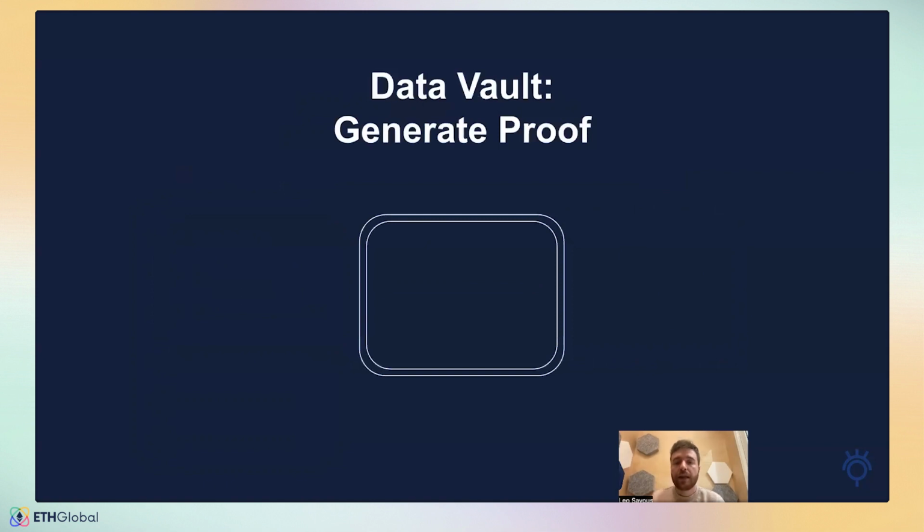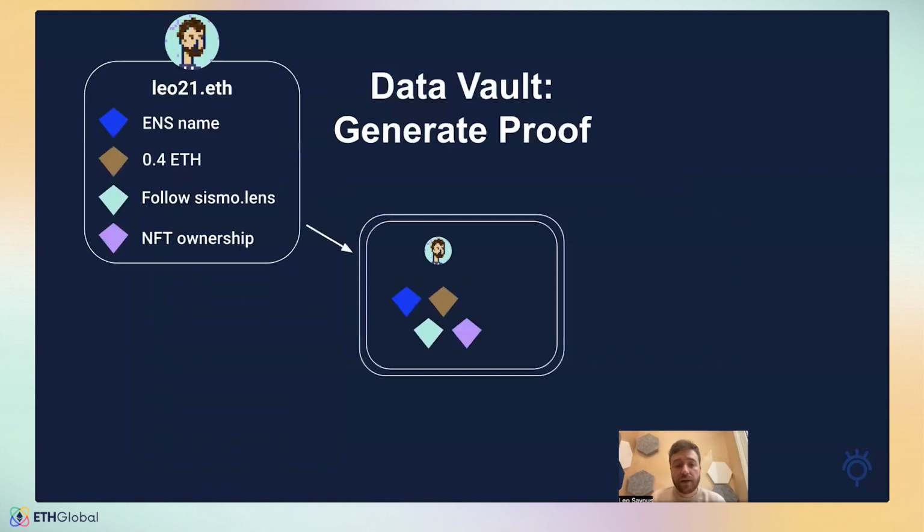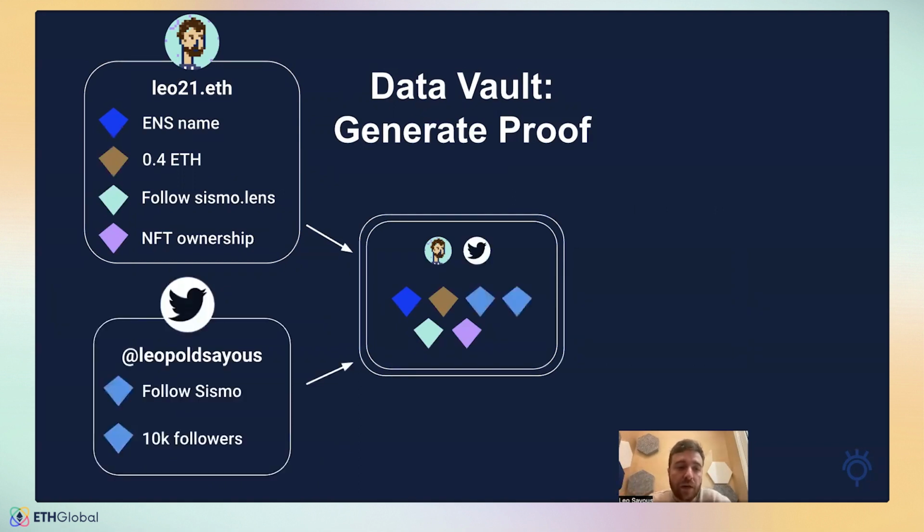So let's dig a bit into the data vault. Inside this data vault, I will add all my different accounts. I will sign a proof of ownership, a signature, to prove that I own these accounts. So I have my leo21.is, I have all my data inside, I have my Twitter accounts, and whenever I need to share data with an application, I will generate this ZK proof.